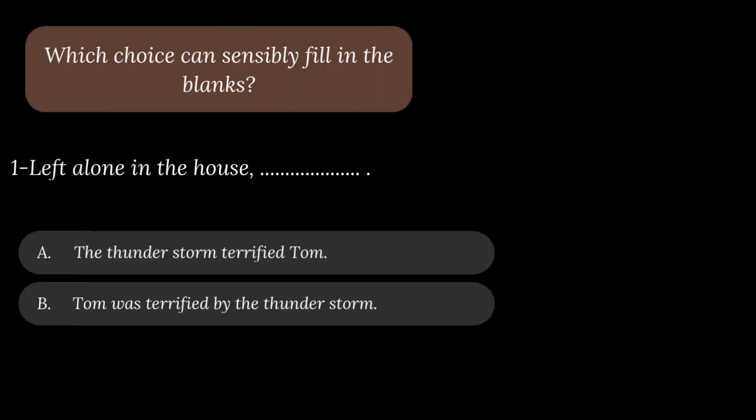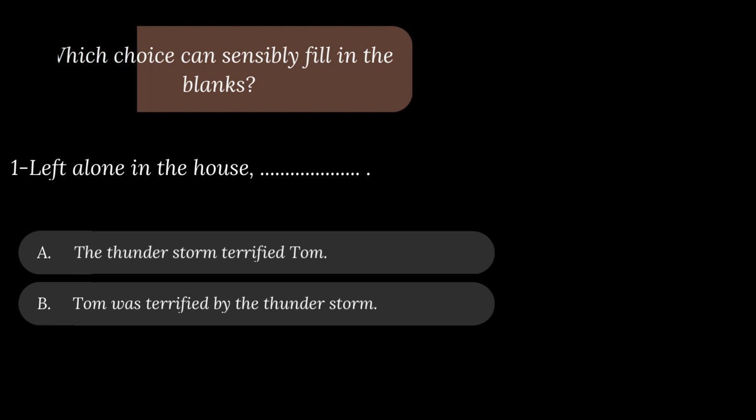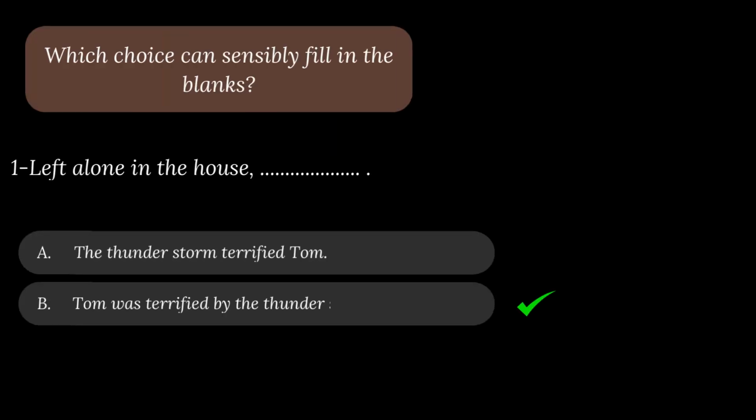Number 4. Which choice can sensibly fill in the blanks? Left alone in the house, comma, blank. A. The thunderstorm terrified Tom. B. Tom was terrified by the thunderstorm. To answer this question, ask yourself, who was left alone in the house? Tom or the thunderstorm? Yeah, sure, it's Tom. So the correct answer is number B.